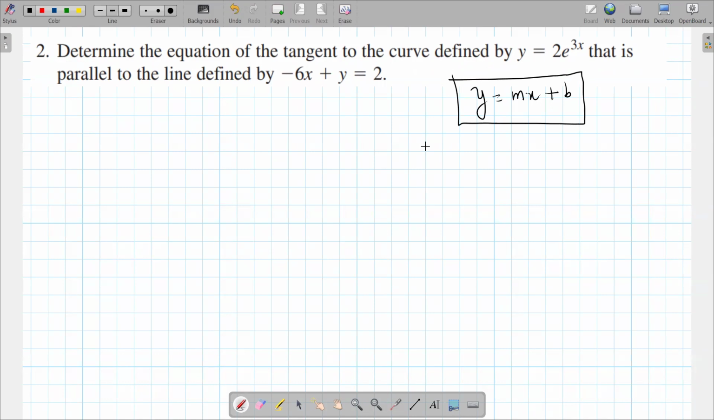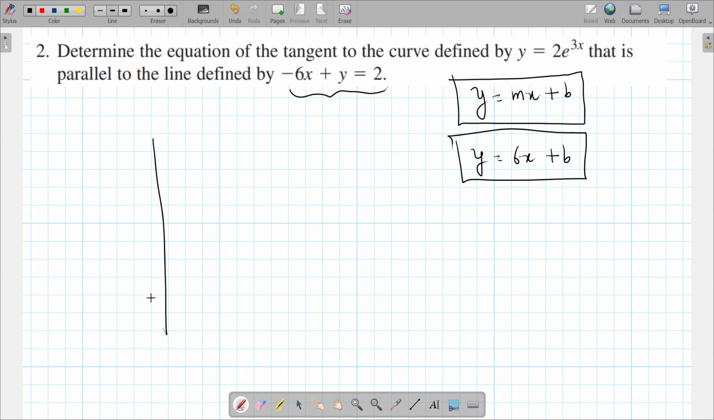How are parallel lines similar? What do they share? The same slope. What's the slope here? It's just 6 over 1, so we already have the slope. Y is going to be 6x plus b. Now the only thing we don't have is that b value. How do you think we find that b value?